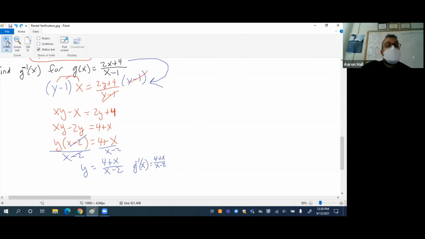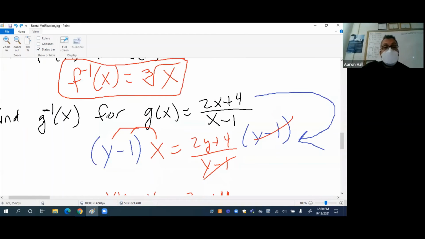Okay, let's make sure that there's no confusion. So Adam, what was the first step? Here is my original equation. I want to find the inverse. So what's the first step? Yep, switch the x and y's. What was the next step? Well, how did I cancel out the denominator? Yeah, multiply both sides by the denominator.